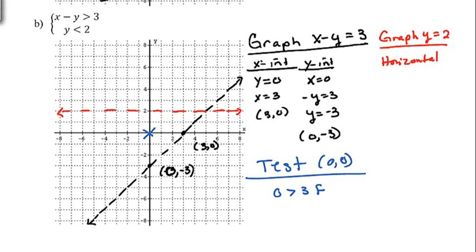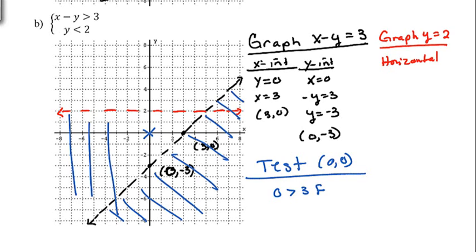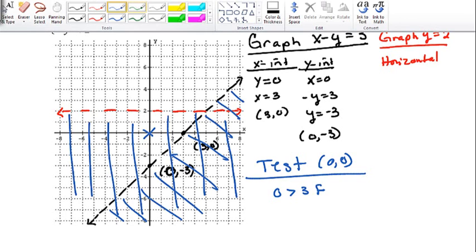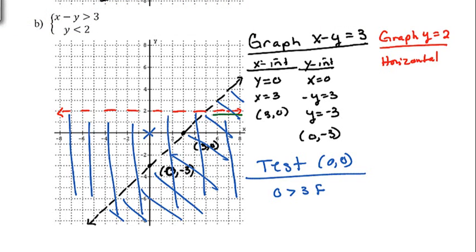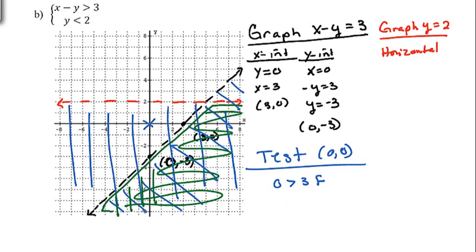And so I want to shade the opposite side of the line, so that would be over here. This is just a horizontal line, so it's everything below the line that we graphed because it's y is less than 2. So it would be everything under here. The solution then is the part that we shaded twice, so that's everything down below this part right here. All of this that I'm shading green is our solution area.